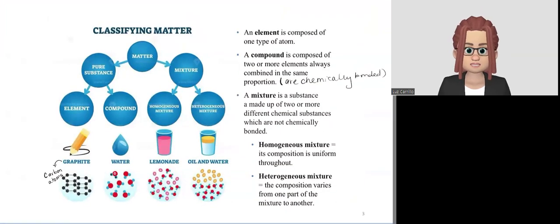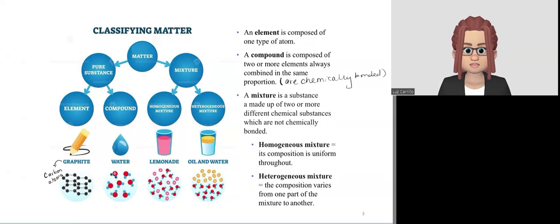If matter is not classified as a pure substance, then it's classified as a mixture. And a mixture is a substance that is made out of two or more different chemical substances which are not chemically bonded to one another. Mixtures can be classified further into homogeneous mixtures, which are mixtures that have a uniform composition throughout. So you see them as one layer, or you cannot distinguish the components of that mixture.